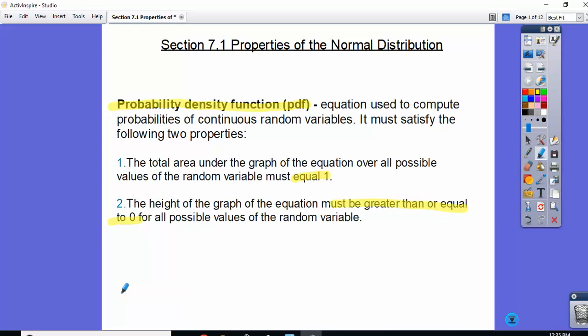So the first thing I'm going to do is just give you a scenario, a situation where this might be useful. We're going to look at what the density function would look like if we drew a graph of it, and then answer some questions based off that graph.